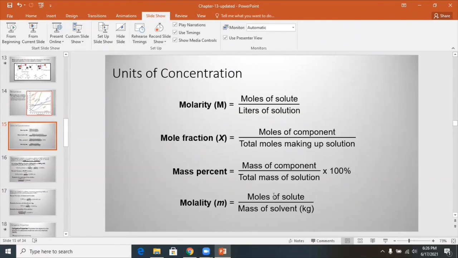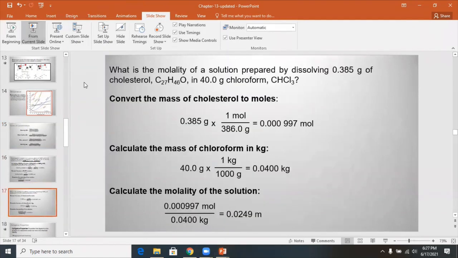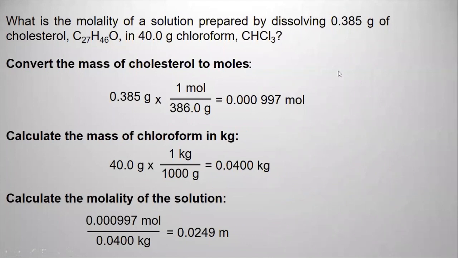Molality. Molality is much easier than molarity. So calculation of molality is more straightforward than molarity. Why? Because you have solute and solvent, and you can always separate between both of them. You can always know what is the mass of the solute and the mass of the solvent. So here's another example for the molality of the solution. What is the molality of a solution prepared by dissolving 0.385 grams of cholesterol? Here is the formula of cholesterol. In 40 grams of chloroform, here is the formula of chloroform.